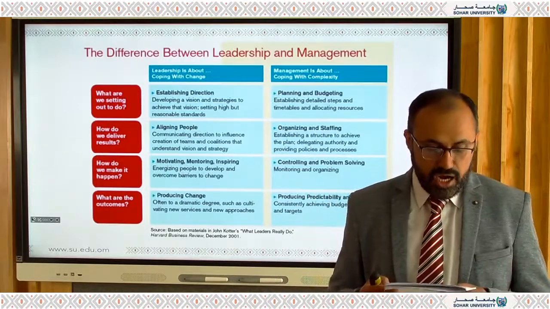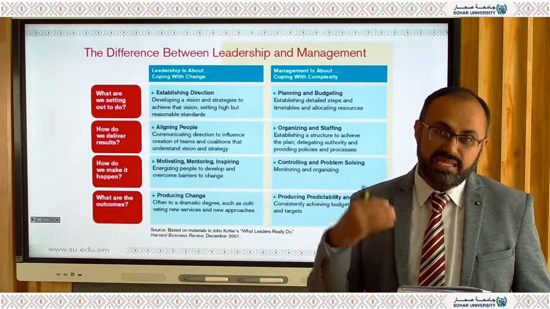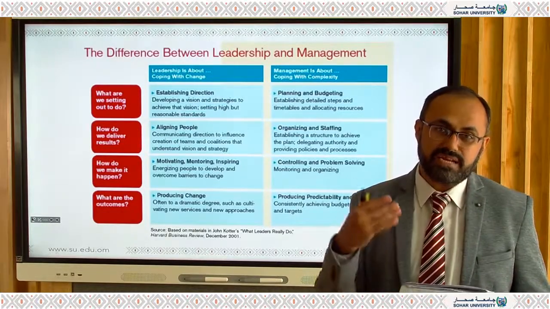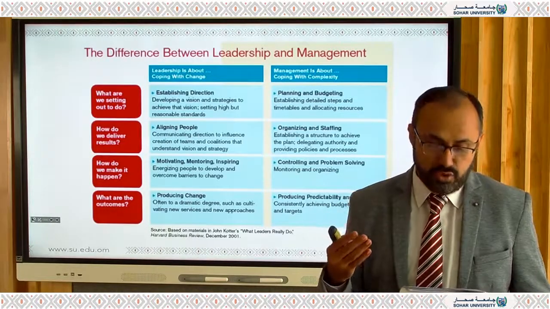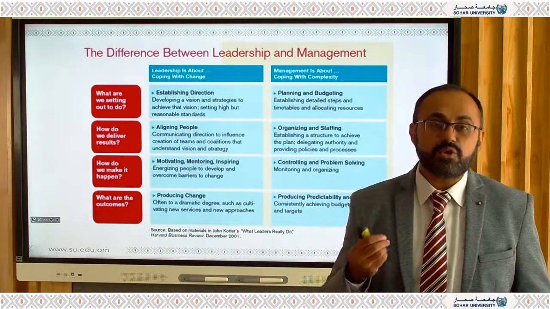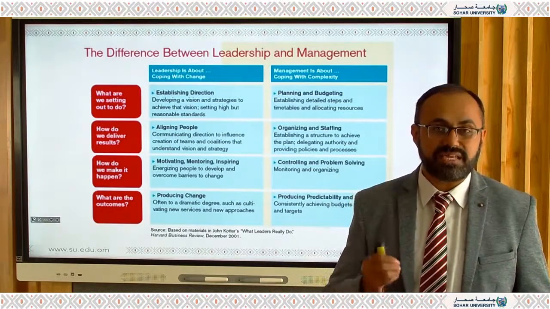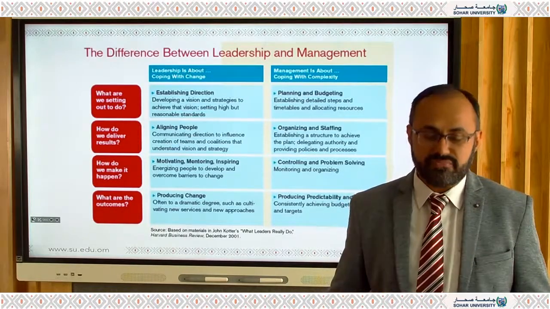The second is, how do we deliver results? Now the leader aligns the people, motivates the people, and tries to deliver results by motivating them. But the manager actually does organizing and staffing. For example, they will create the hierarchy. They will tell you who will report to whom, who is the assistant manager, who is the CEO, and they will organize some rules so that you can learn from something.